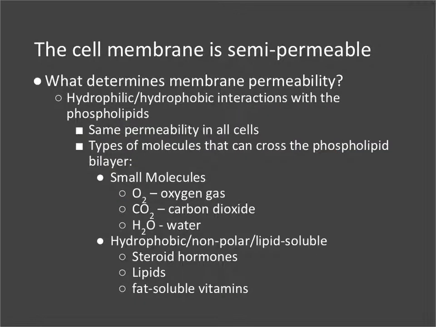So here's a list of some of the common things that can cross the phospholipid bilayer. So remember that these are things that do not need a transport protein. So this is going to be the same for all cells. All right, so all cells have a phospholipid bilayer, so all cells are going to be permeable to these substances. So first of all, things like oxygen gas and carbon dioxide, these are small molecules and they're gases. Oxygen is only made up of 2 atoms. Carbon dioxide is made up of 1 carbon and 2 oxygens, so 3 atoms.